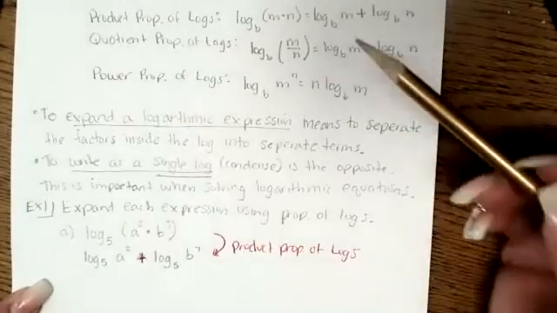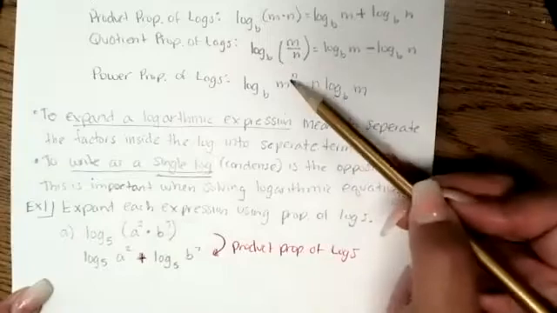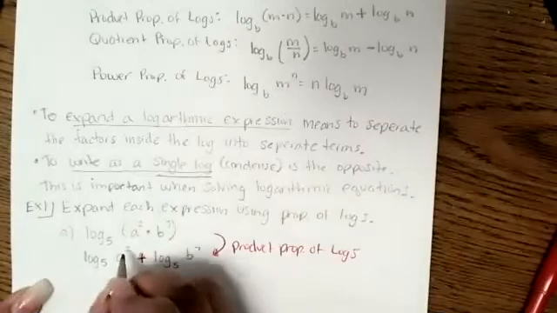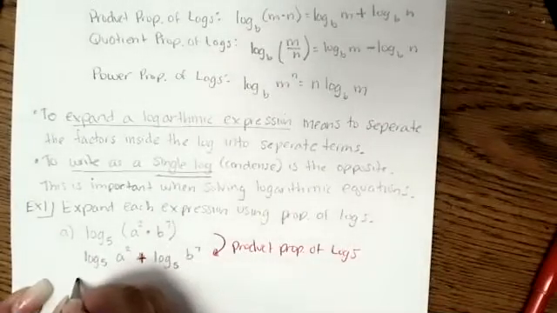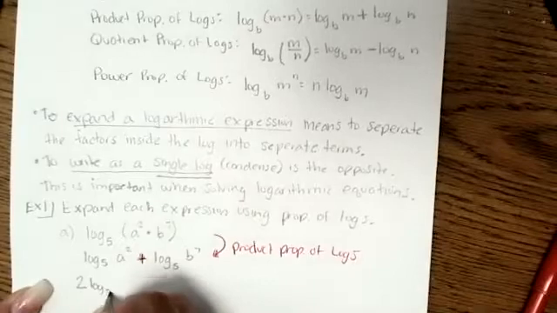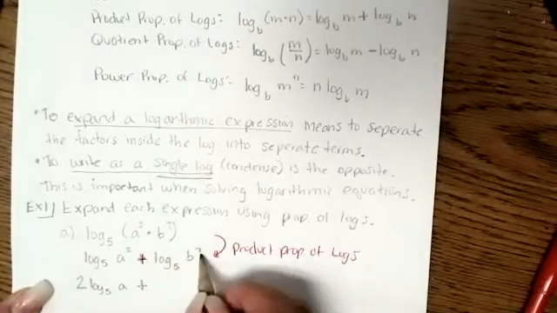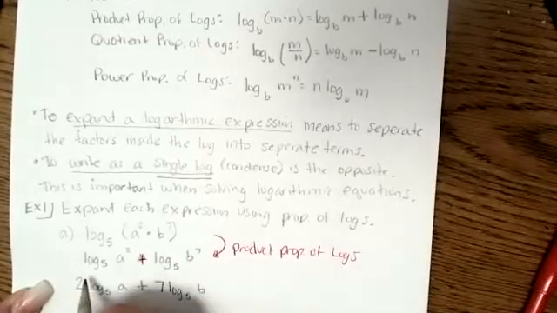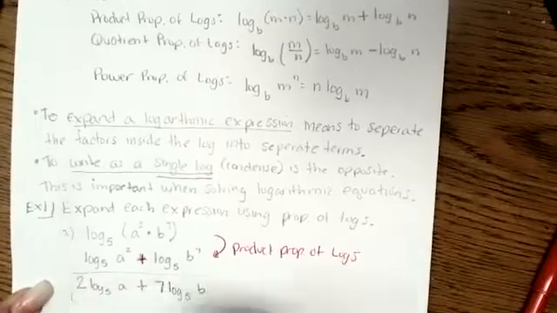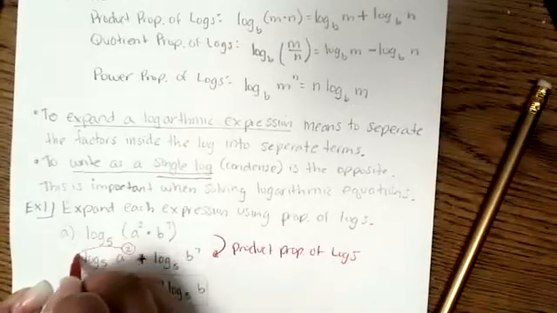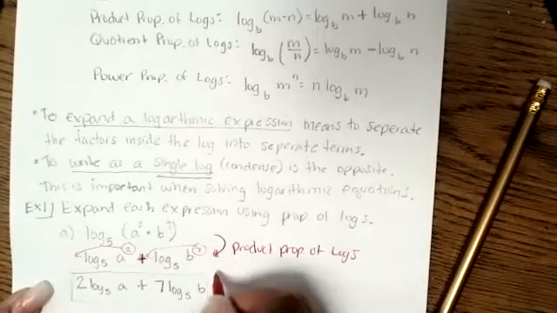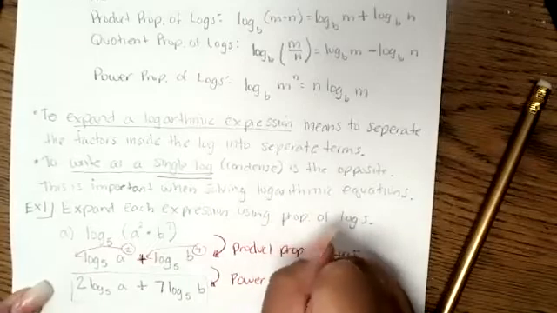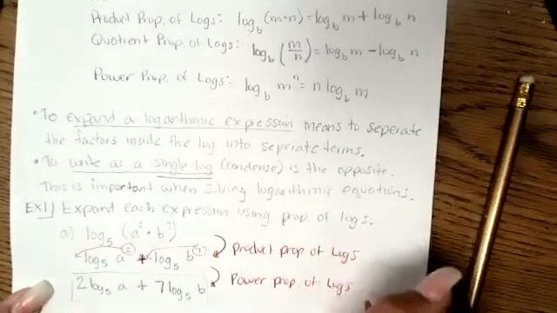I'm not done though. I now have this one right here. I have exponents. The exponent is going to go in front of the logarithm, and that's going to be the power property of log. So right here, this 2 is going to go in the front. So this is going to be 2 log base 5 of a plus, now this 7 is going to go in front of this logarithm. That's 7 log base 5 of b. So the 2 goes out in the front. The 7 goes out in the front. So from here to here, I applied the power property of logs.